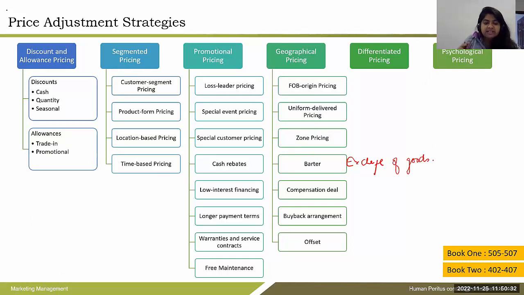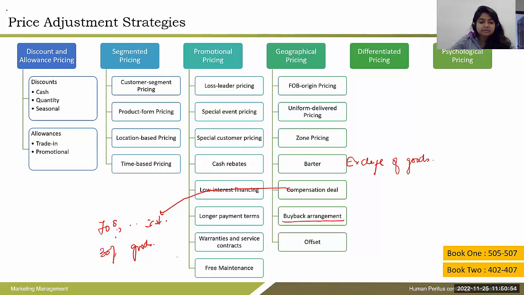Now, compensation deal. In this, there is part payment and part goods. So in a compensation deal, let's say 70% is cash, and then the 30% is in terms of goods. That is compensation deal.